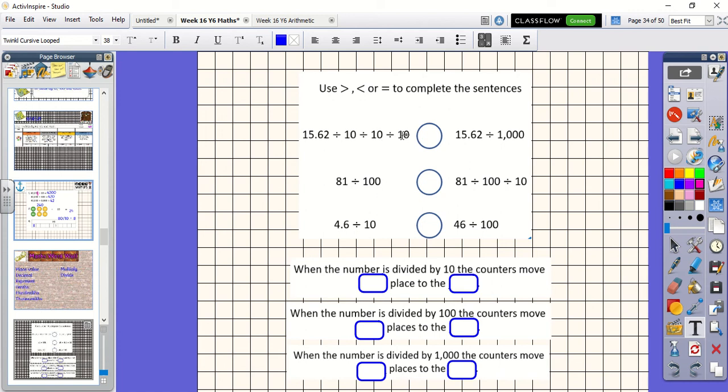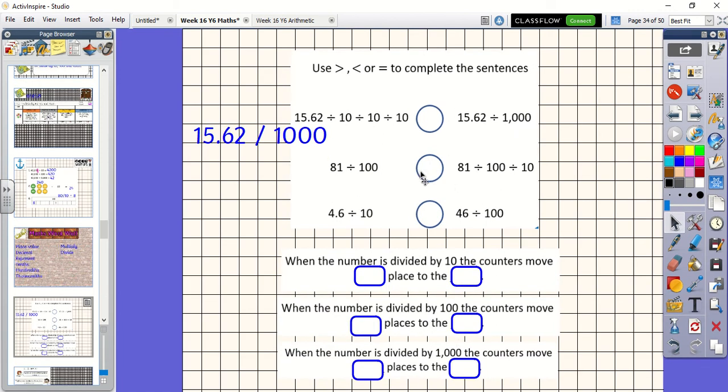You've got 10, 10, 10. You could do 15.62 divided by 1,000, because you have three lots of dividing by 10. Now, if I just move that across there, this part here is really going to help you. So I'm just going to do this part first before we go back to that question.